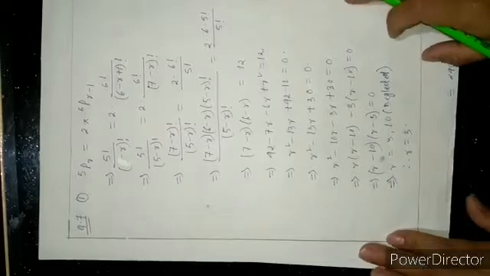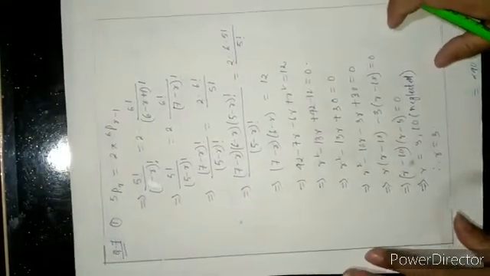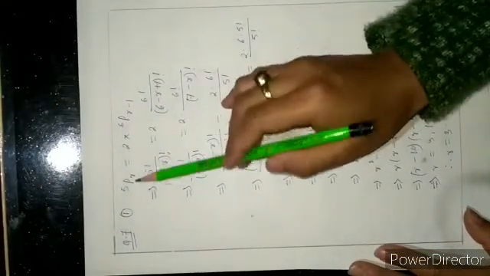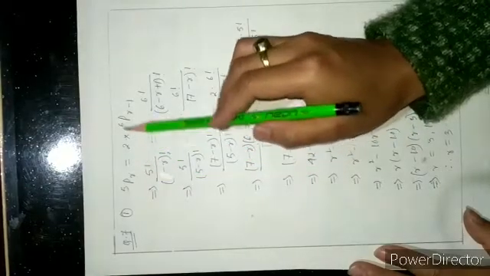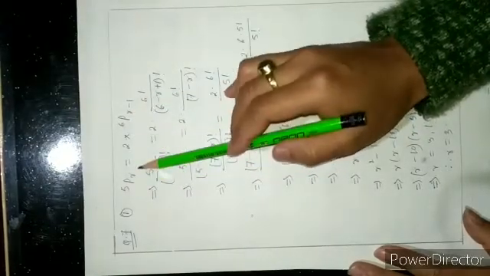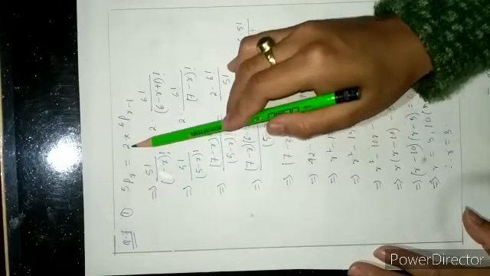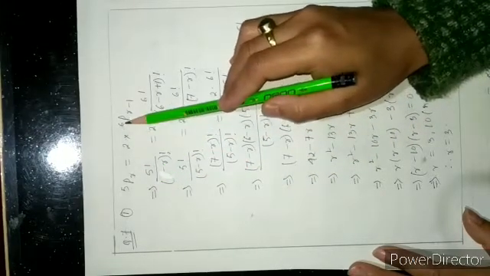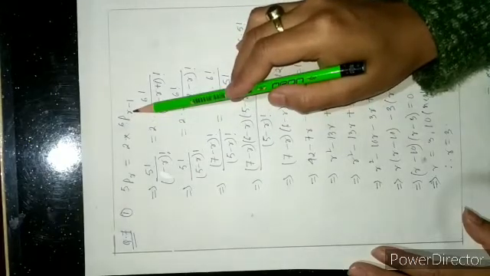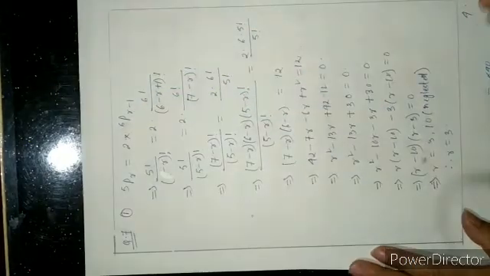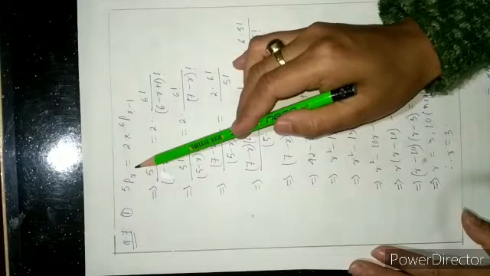Question number 7. Find the value of r if 5Pr is equal to 2 into 6P(r minus 1). 5Pr means permutations of the 5 objects taken r at a time is equal to 2 into permutations of the 6 objects taken r minus 1 at a time.